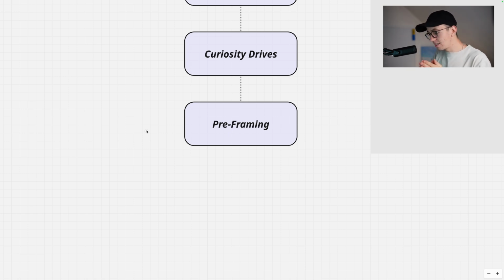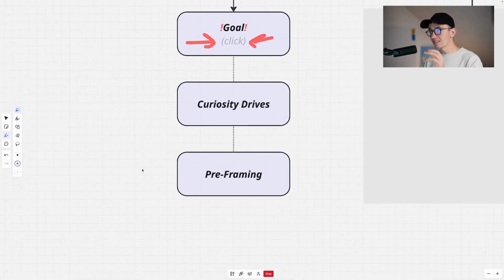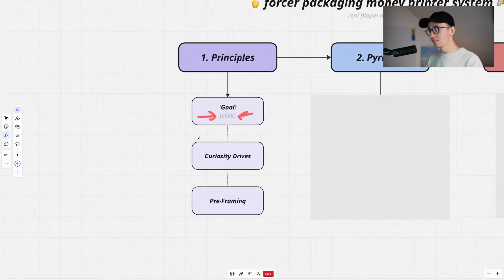So if you're creating a Miro board video or a talking head video, the thumbnails must be different, because otherwise it's not going to work correctly, because you're pre-framing the people in the wrong way. So you have to pre-frame the people. If you understand the goal is to get a click, and how you get a click is by curiosity, you also have to understand that you have to pre-frame the people with your packaging in order for them to stay on your video. So that's about the principles of the packaging.